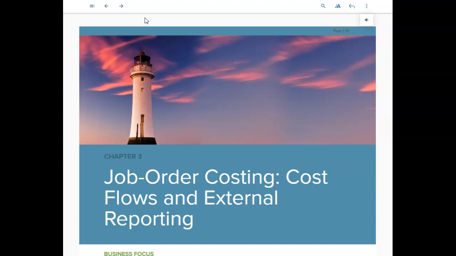And what this is going to look at is more computations, but also journal entries for recording the information when we manufacture items using the job order costing system. So let's get started.